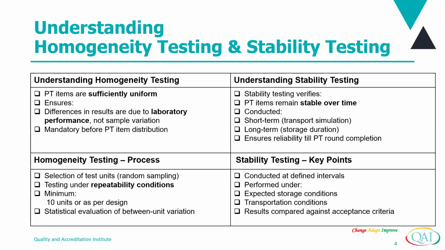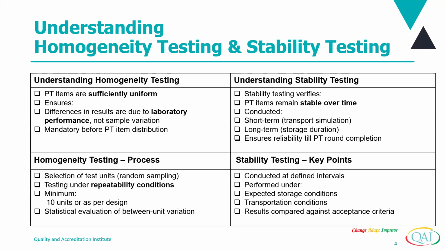As a homogeneity process, we have to select the test units on a random basis. After that, we need to perform the testing under repeatability conditions. Also the minimum is 10 units, that is g is equal to or greater than 10, which is as per the 13528 standard. It could be less than 10 also, depending on the nature of the material. If it is a destructive material, it could be 4 or 4 plus, again depending on the size and volume of your PT program.